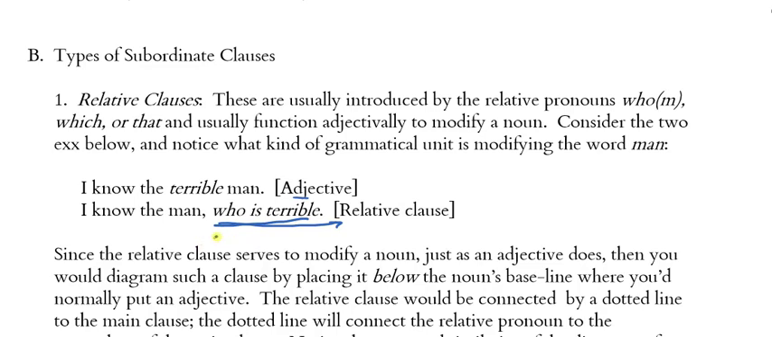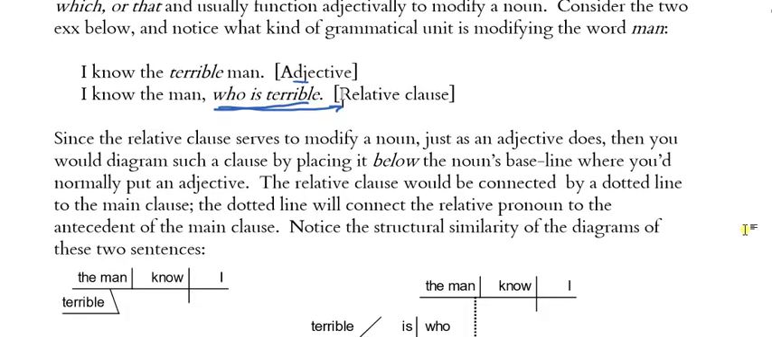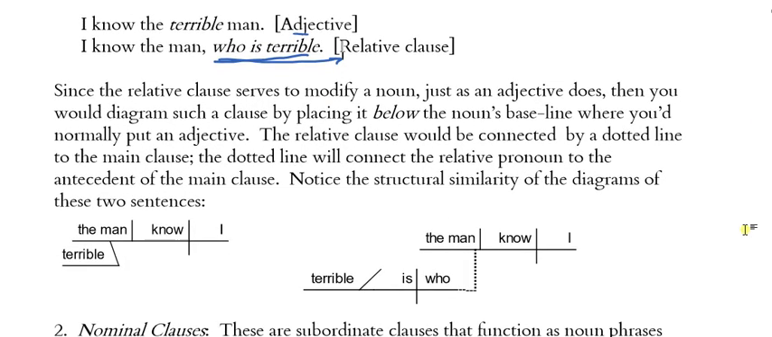And so, what we see is that relative clauses modify nouns just as adjectives do. And because of that, we're going to place relative clauses, when we can, below that noun's baseline where you would normally put an adjective. Sometimes it's not possible given your complicated structure, and you might have to put a relative clause somewhere else, but you'll always connect it, and I'll show you how here. All right? So, let's take a look here.